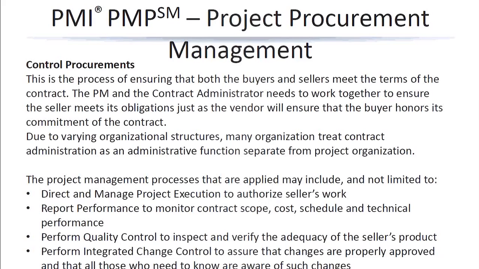So perform quality control. This is how we inspect the validated deliverable. Essentially, we take the deliverable and do quality control. We verify the adequacy of the seller's product. So essentially, we approve the deliverable which has come out from the perform quality control process. Okay.